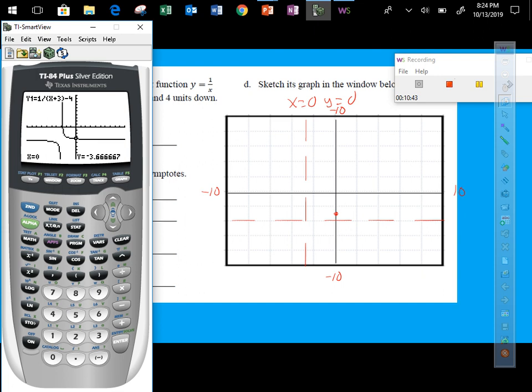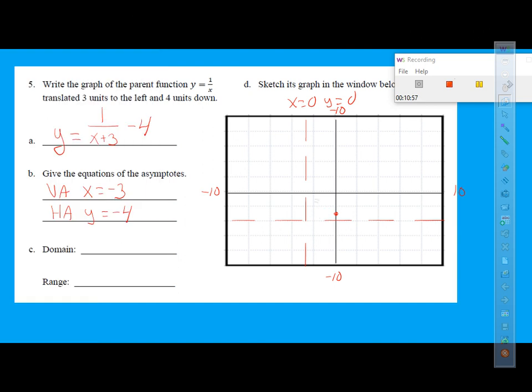I might also go trace something in here, maybe trace -1. And there I get -3.5. So -1, -3.5. So that's enough to help me out on this branch. I know this branch is going to go like this. Now let's get that other branch.